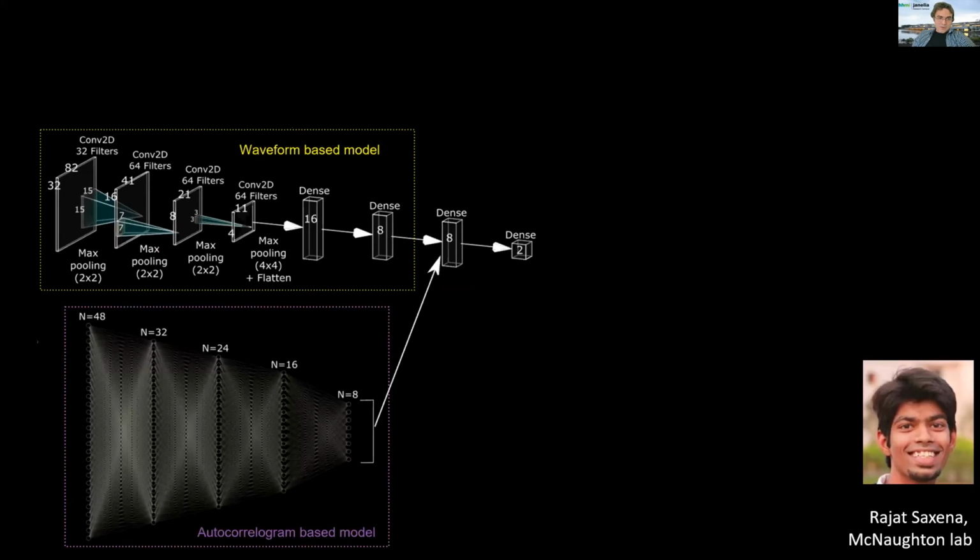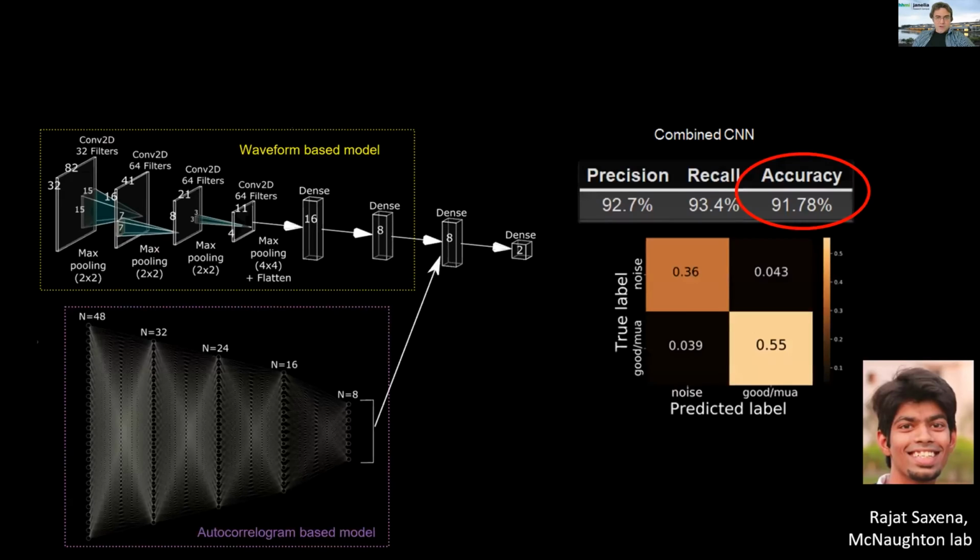I'm not going to go over how it works. It's a pretty standard deep neural network. If you combine other sources of information, not just the waveform, but also the autocorrelogram, you can further increase your accuracy. And this is some analysis done by Rajat in the McNaughton lab.